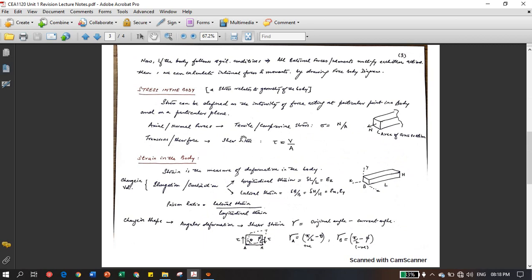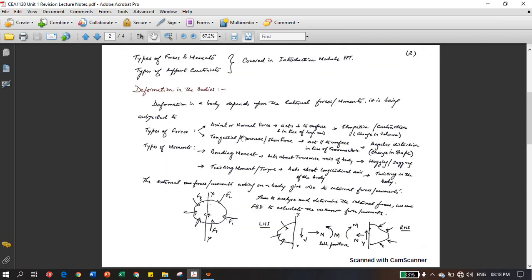so next is how you have to calculate stress in the body. What is basically stress? As we have already done the various tutorial sheets, you can calculate all these internal moments, support reactions and internal forces. Okay, so let's move on to the stresses.